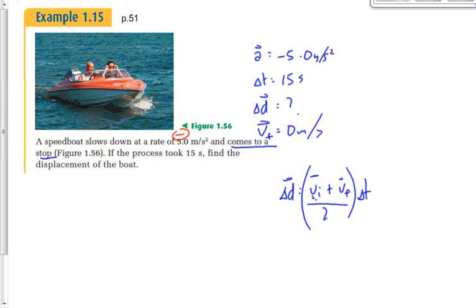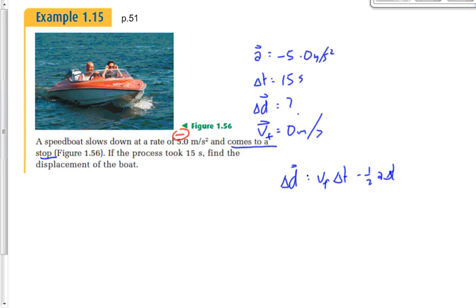Lewis? Okay. So D is equal to VFT minus 1/2 AT squared. Let's see if this one works. D, we're looking for it. VF, got it. T, got it. A, got it. Works for me. Okay, let's plug our numbers in. VF is 0 times 15. Subtract 1/2 of negative 5 times 15 squared.